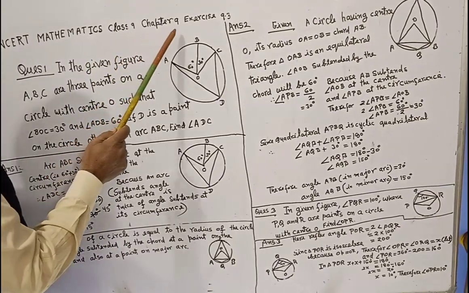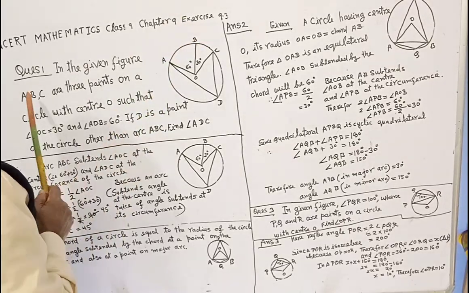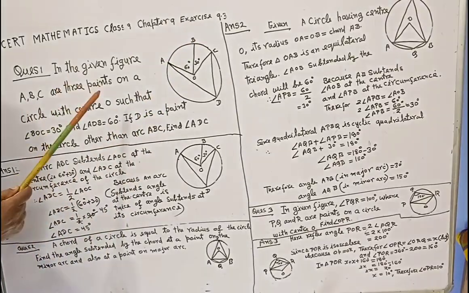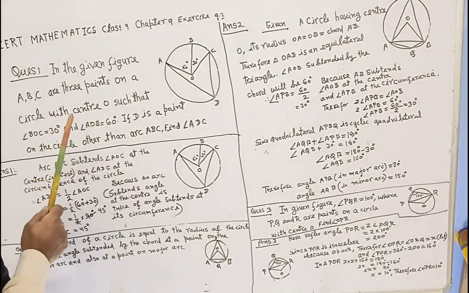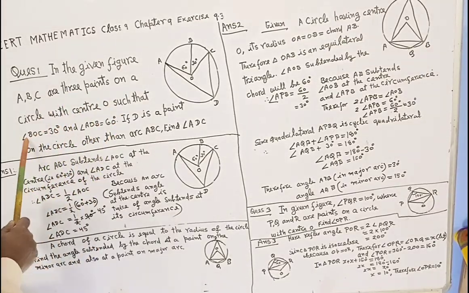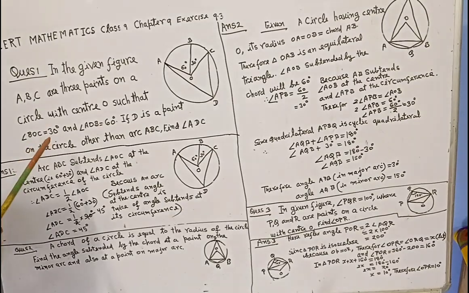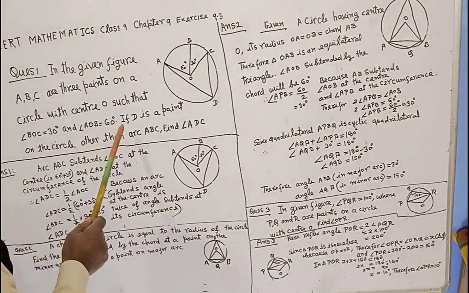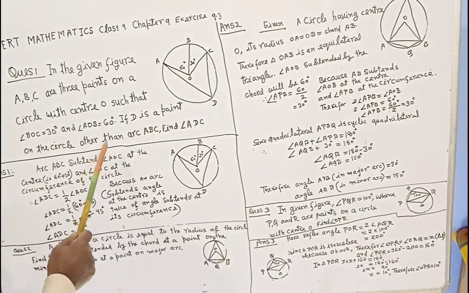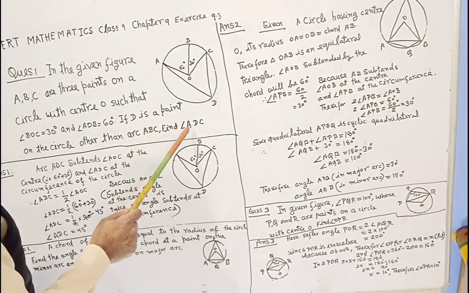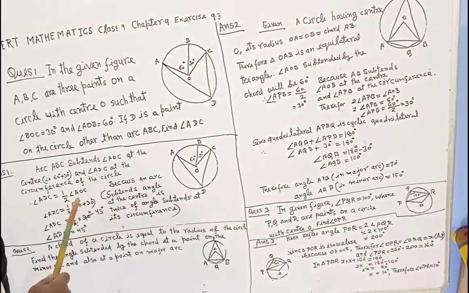Class 9, Chapter 9, Exercise 9.3. Question 1. In the given figure, A, B, C are 3 points on a circle with center O such that angle BOC equal to 30 degrees and angle AOB equal to 60 degrees. If D is a point on the circle other than arc ABC, find angle ADC.